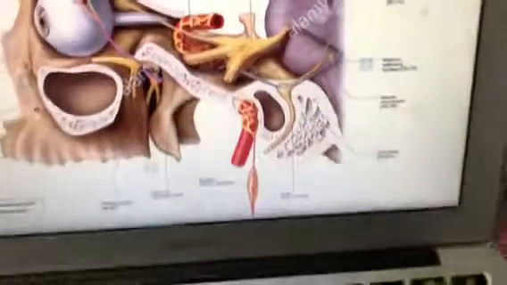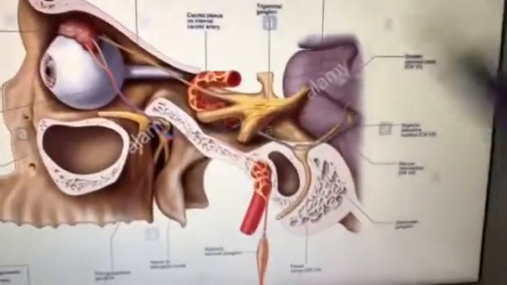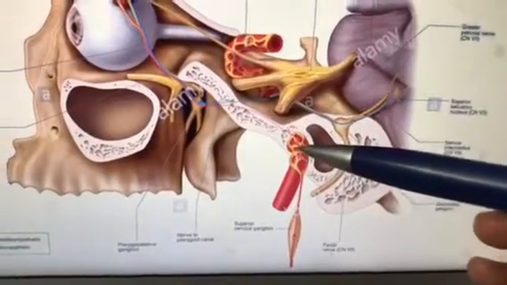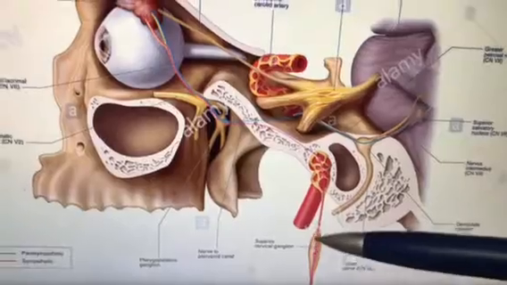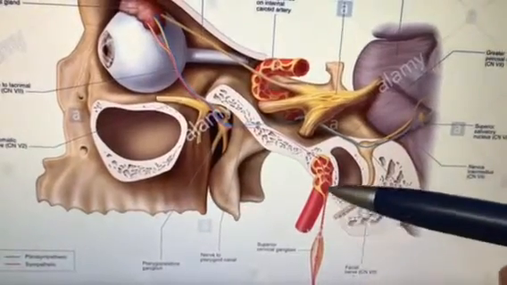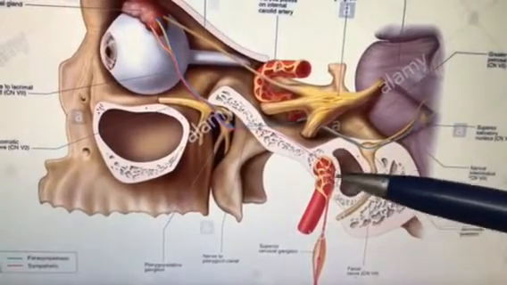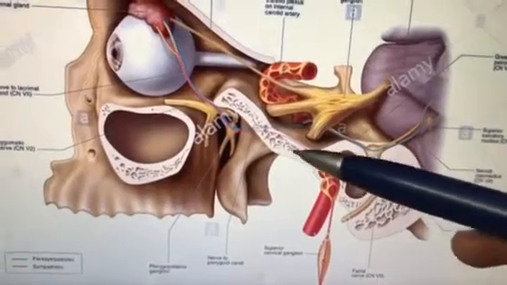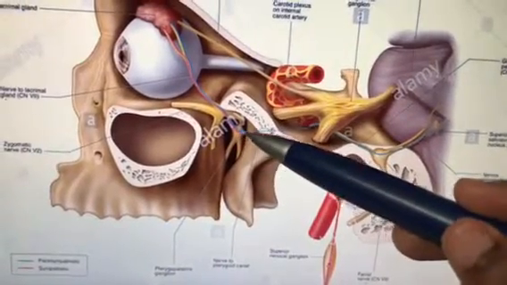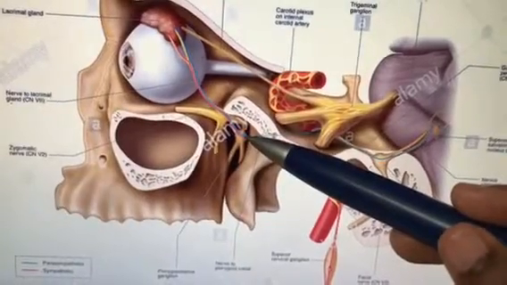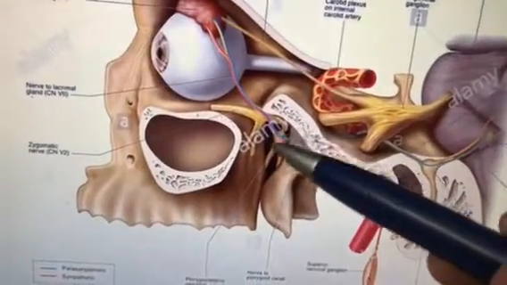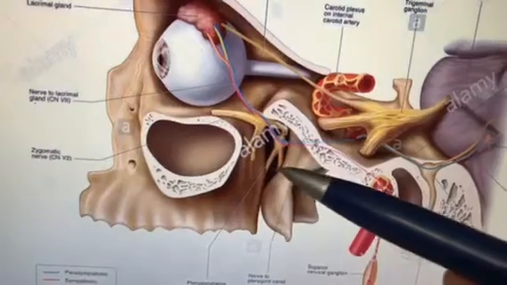All the students should know that the deep petrosal is a sympathetic nerve that comes from the superior cervical ganglion, which is a sympathetic ganglion. From there, the nerves form a plexus around the internal carotid artery, and from there only your deep petrosal is coming. So your greater petrosal and deep petrosal join and form the Vidian nerve. This Vidian nerve reaches the ganglion called the pterygopalatine ganglion.